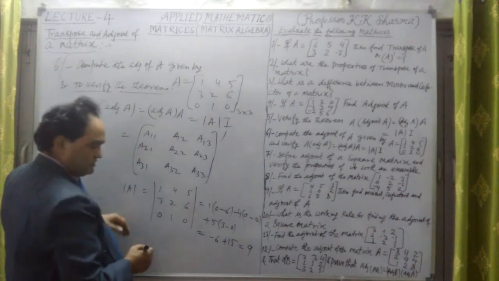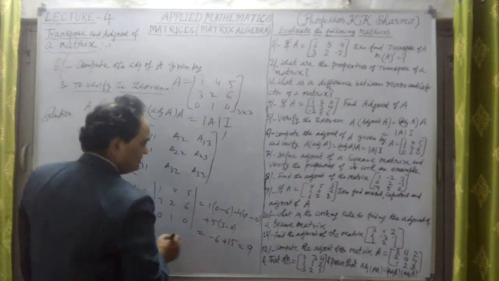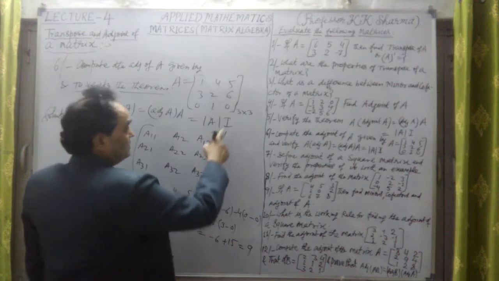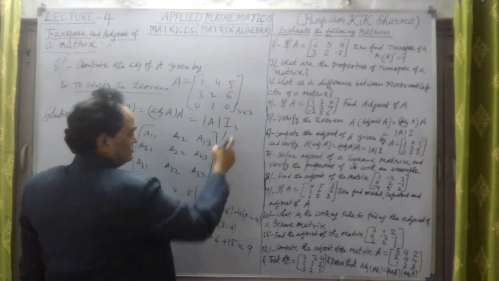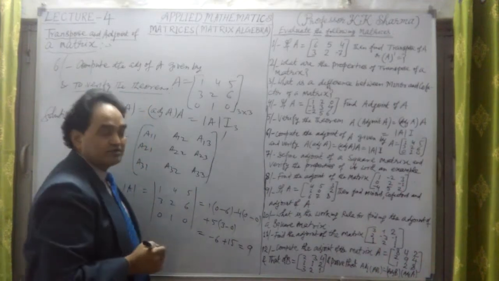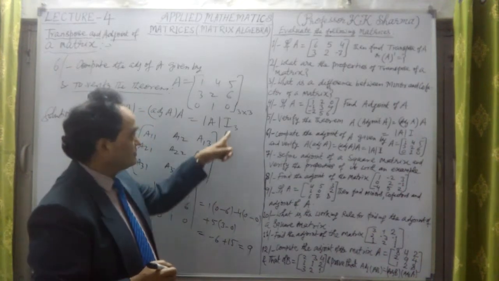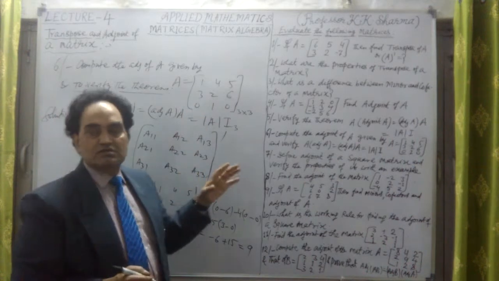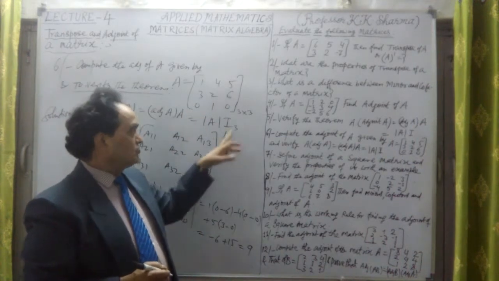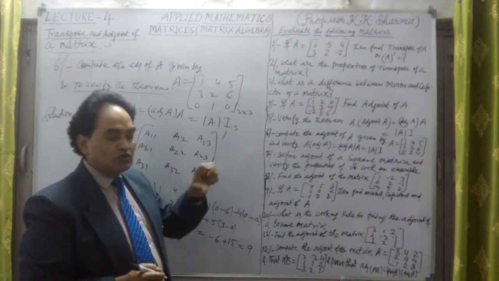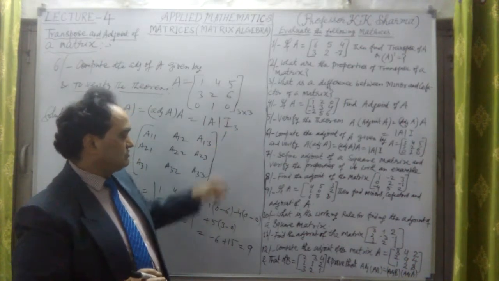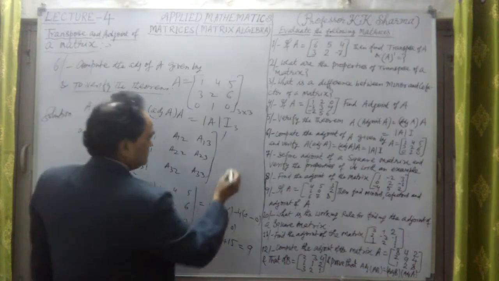Plus 9. This is the value of the determinant here. And I here is I3, the unit matrix or identity matrix of order 3, because A is of order 3. The identity matrix or unit matrix will also be of the same order, 3 by 3.